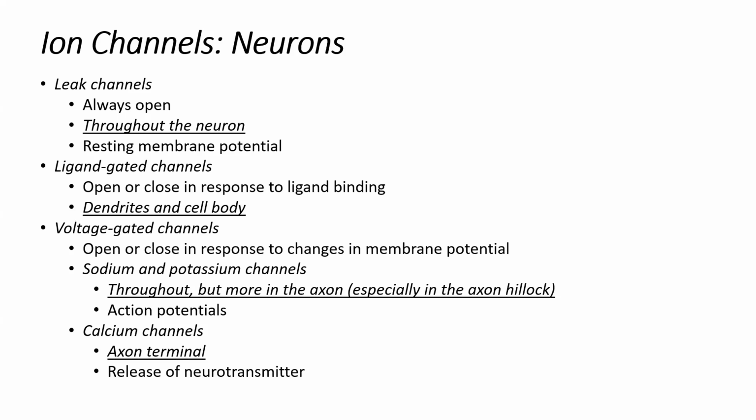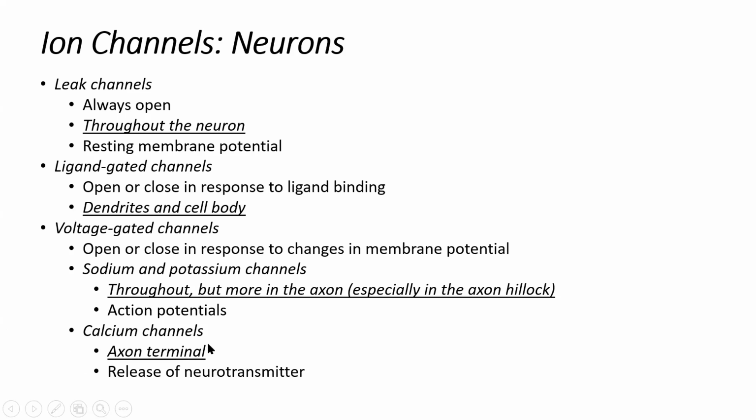They're found mostly throughout the neuron, but more concentrated along the axon, and even more so at the axon hillock, right? The axon hillock is the area where we really start the action potential. And as we'll see coming up, the voltage-gated channels are responsible for initiating the action potential, so it makes sense that they're more concentrated at the axon hillock and throughout the length of the axon.